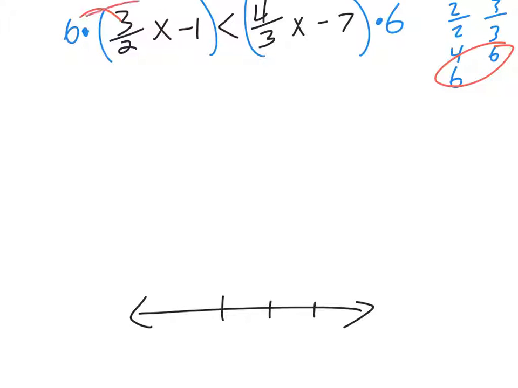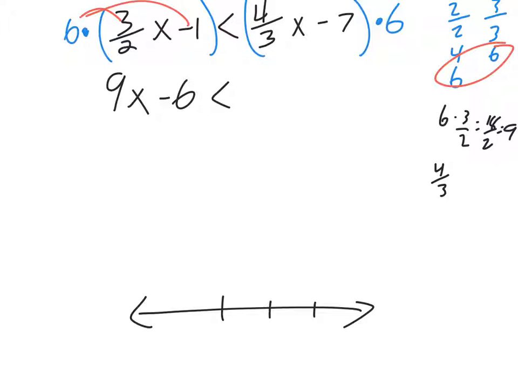So what you're doing now is you are distributing. 6 times 3 halves. Do that out to the side. 6 times 3 halves is 18 halves, which is 9. So that's 9x minus 6 times 1 is 6, is less than 4/3 times 6. Okay, 4 times 6 is 24 over 3. That is 8. So 8x minus 7 times 6 is 42.